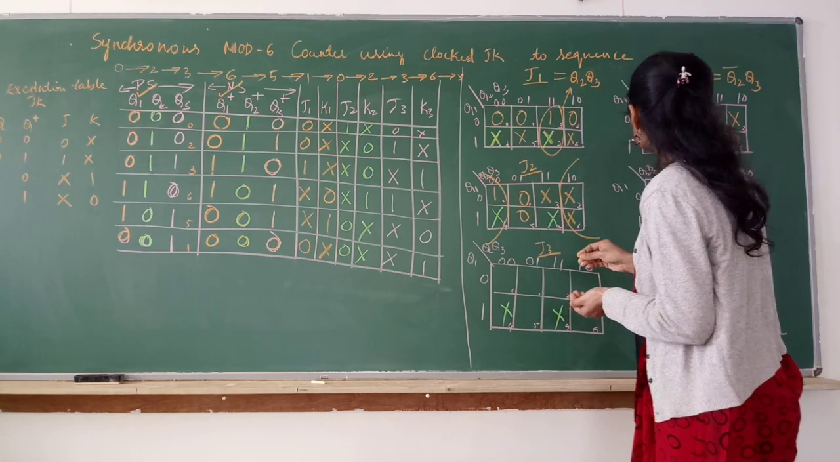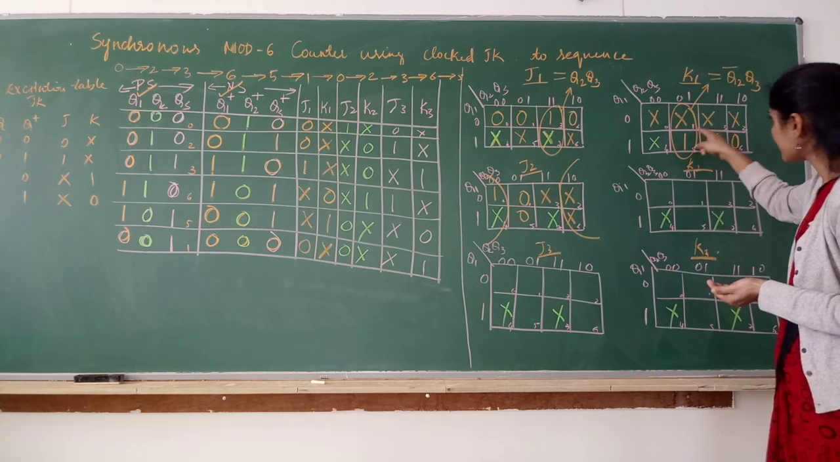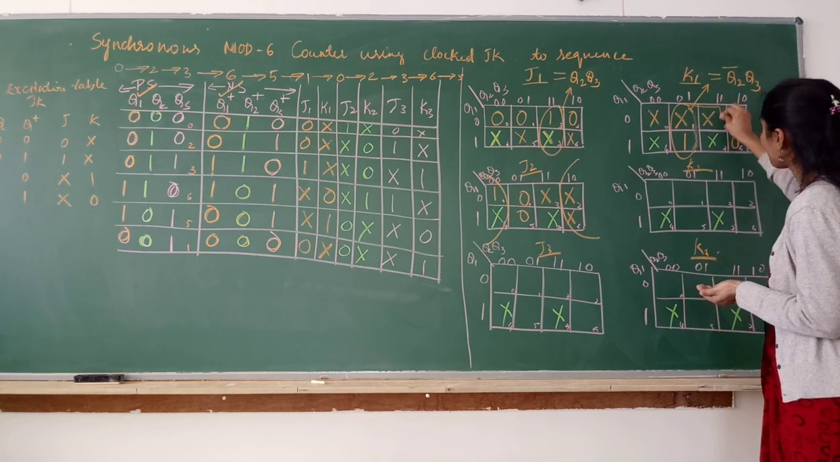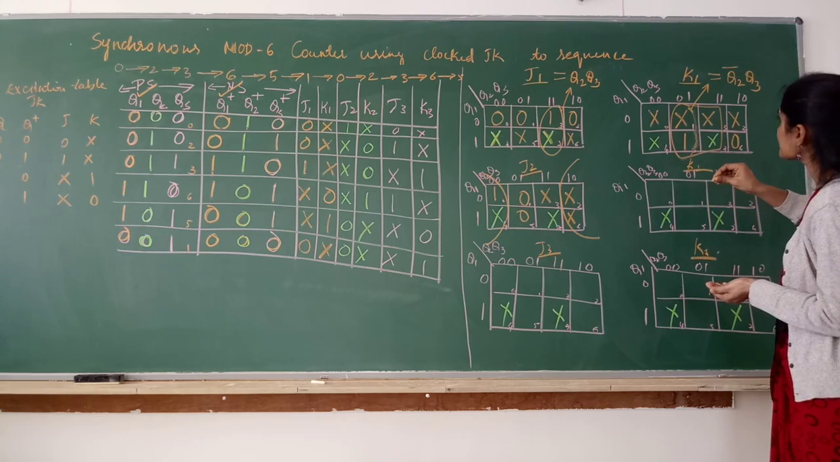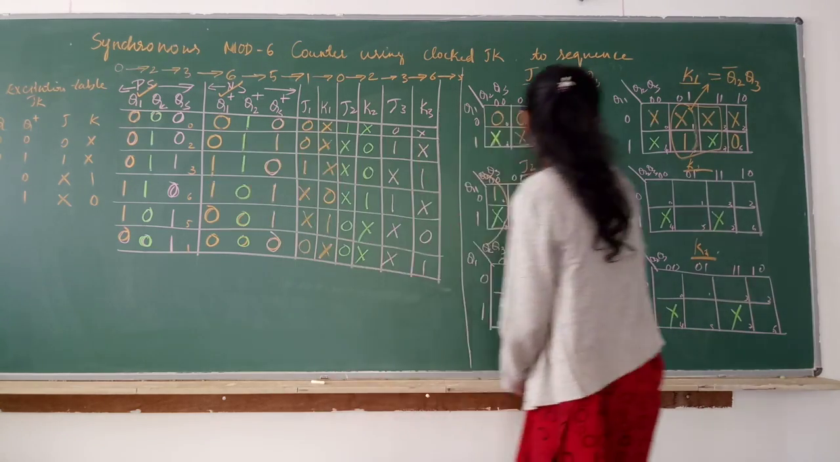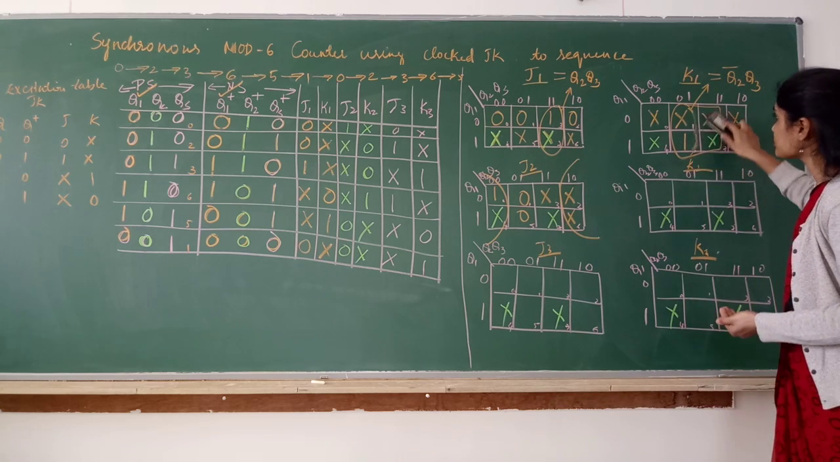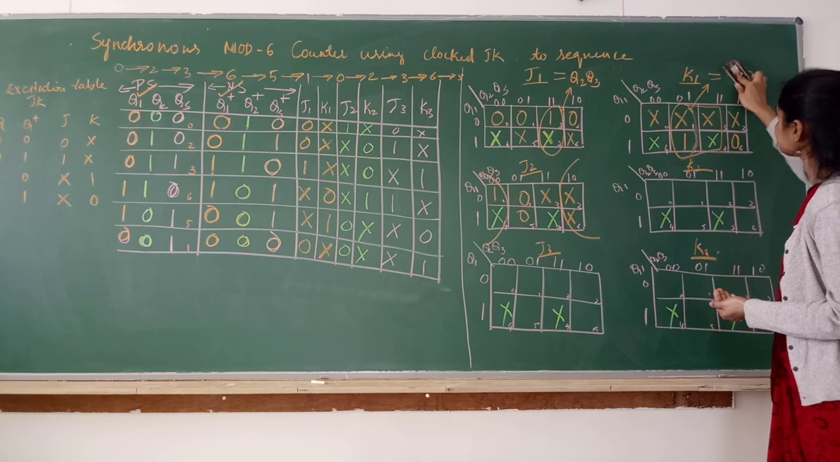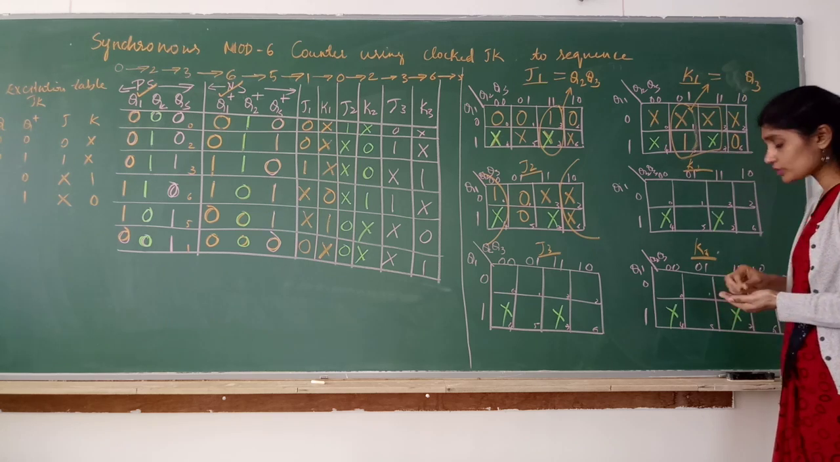So what is the equation we get? I'm sorry, here also you can form 4 groups. So what is the equation we get? We get only Q3. All the 4 cells are adjacent. We can make use of the don't care term. So when we group it, we get the equation as Q3. K2 is equal to Q3.